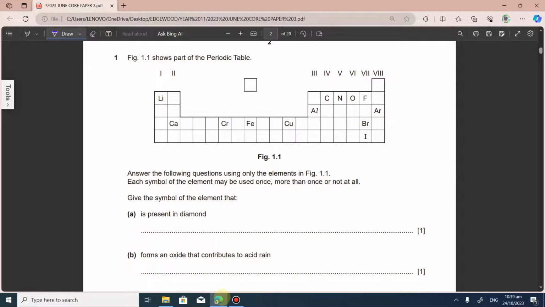Give the symbol of the element that is present in diamond. Now, from previous knowledge, you know that diamond is an allotrope of carbon. So if you look at the structure of diamond, you see a lot of carbon atoms linked up. So if you look at figure 1.1, the element that is most suited to that question is carbon. So we just put C, because diamond is an allotrope of carbon, so carbon is the major element present in diamond.